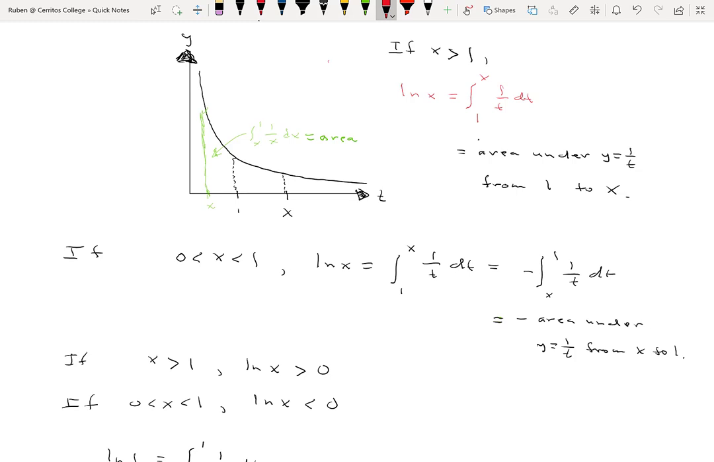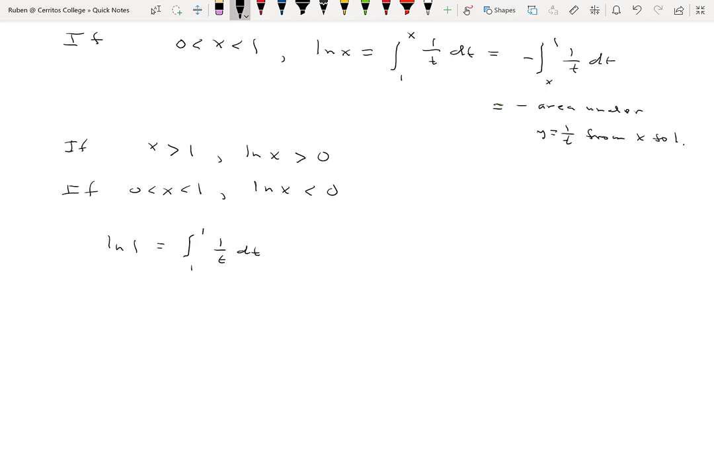So if I substitute x equals 1, that means I put 1 in the upper limit of integration. And if you integrate from 1 to 1, we know that always gives us 0. It's like saying, what's the area when you start at a equals 1 and end at b equals 1? The area under a single point is nothing. There is no area underneath a single point.